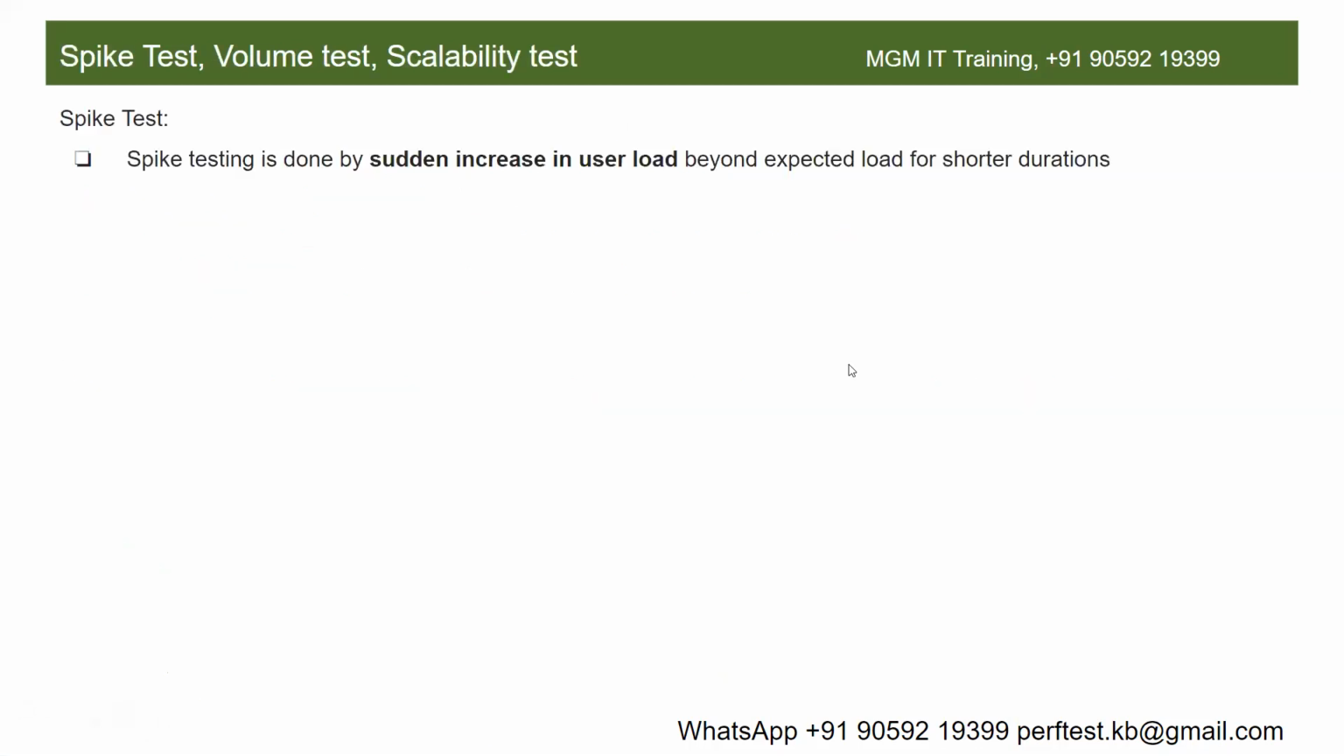The next type of performance testing is spike testing. Spike testing is done by a sudden increase in user load beyond the expected load for shorter durations. The best example that I can give for this is the IRCTC application, right? Let's say the normal user load is 1 to 2 lakhs for IRCTC. But during Tatkal, there may be more load than expected. There will be a sudden increase in the user load as soon as the Tatkal window opens, and it will be for a shorter duration.